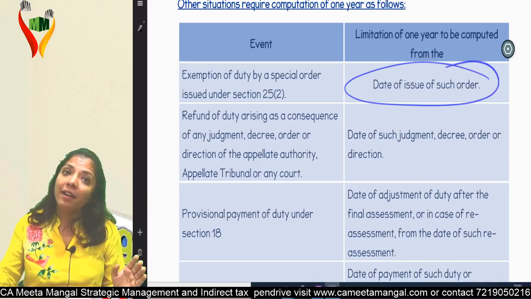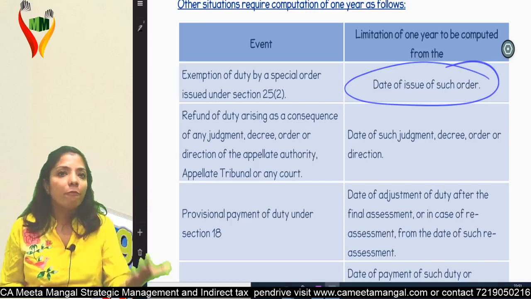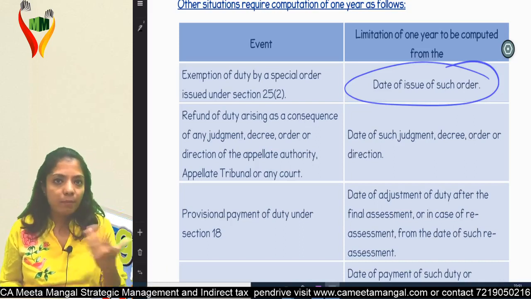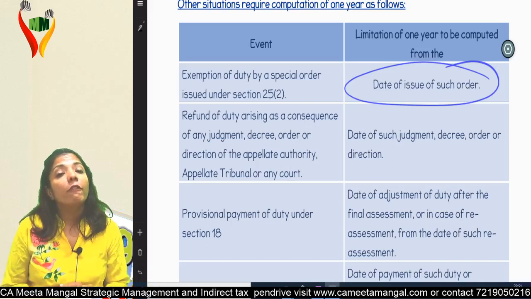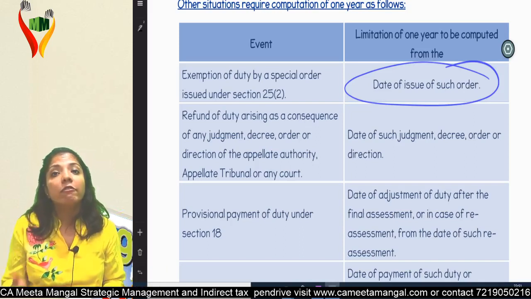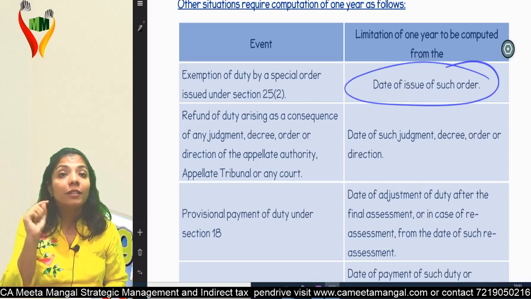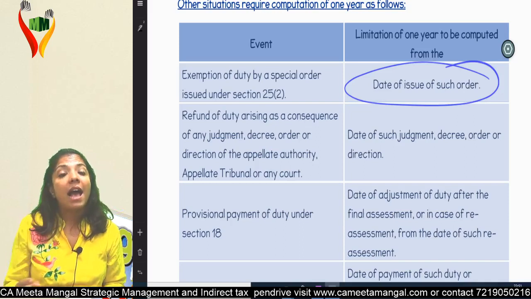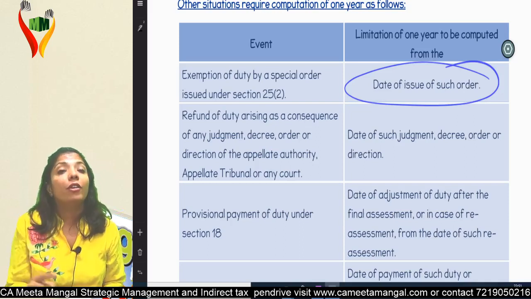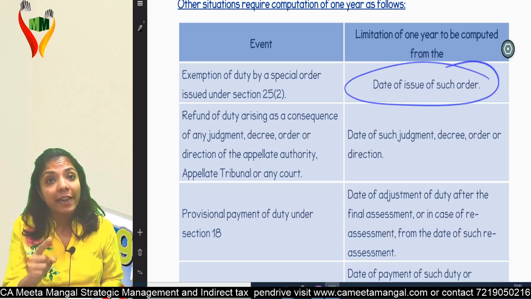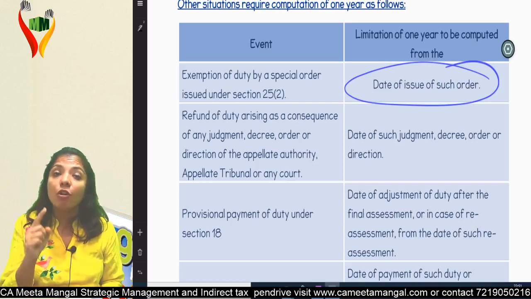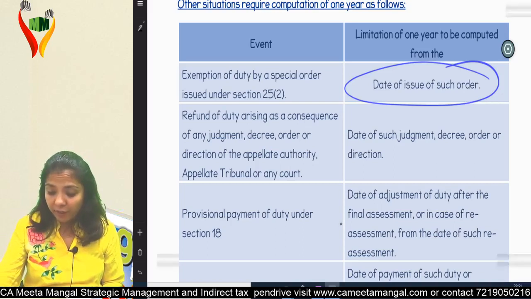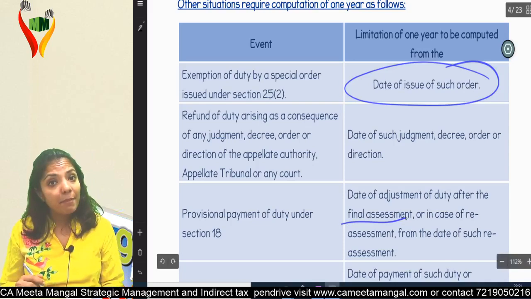Then we will do the final assessment. Suppose you have paid 1 lakh and it turns out to be 120, so you pay 20,000 in excess. Or the other way around, you have paid 1 lakh and the final comes to 70, we will give you a refund of 30,000. So now, assume I paid 1 lakh and the final assessment came to 70,000. I am eligible for the 30,000 refund. For that, I need to make an application from which date? Within 1 year from the date of final assessment. Am I clear? The date of adjustment of duty after the final assessment. Am I clear?